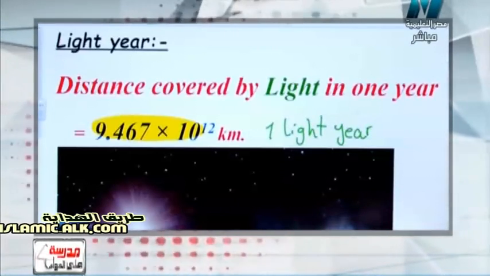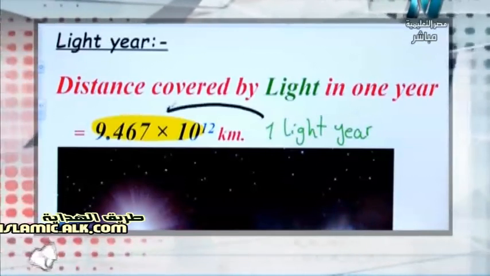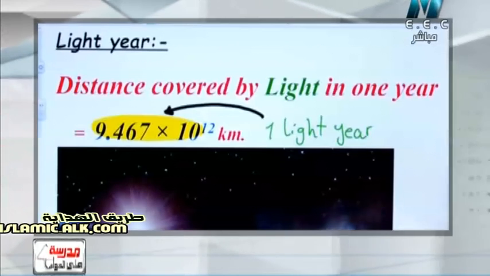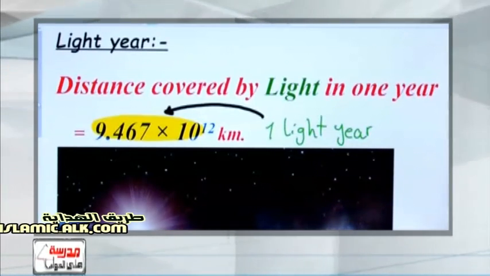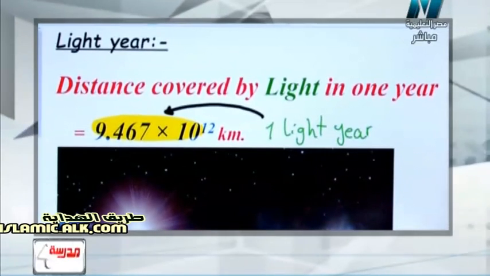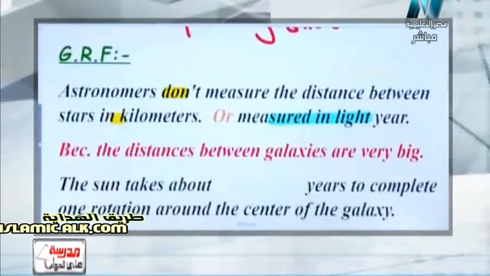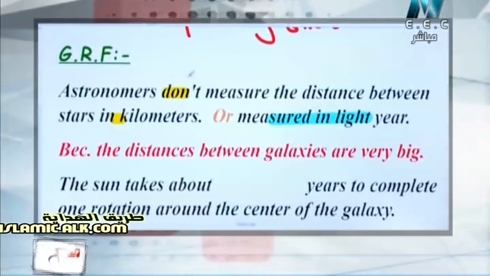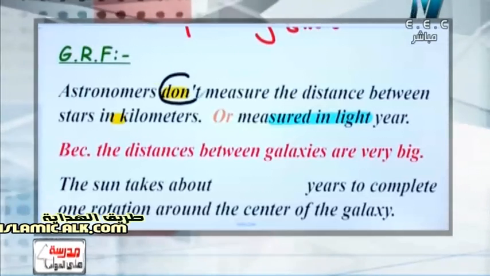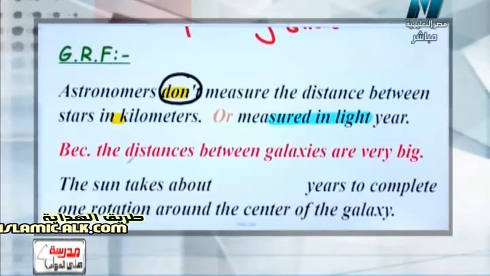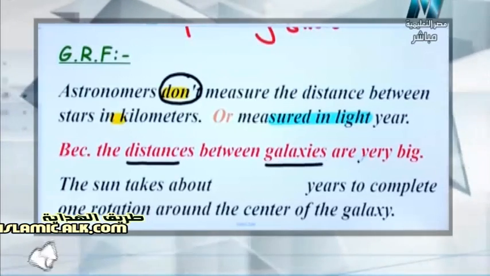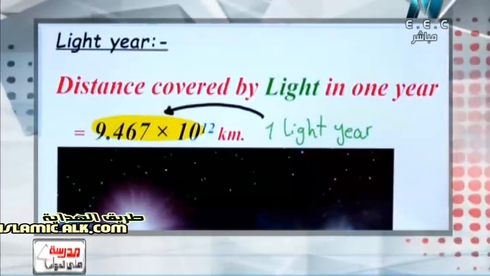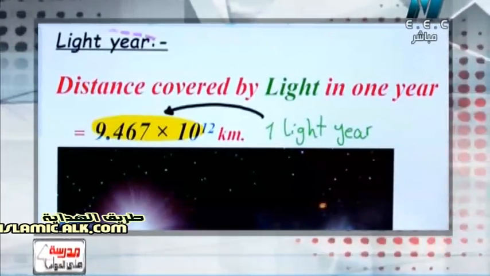So 1 light year equals? 9.467 times 10 to the power of 12 kilometer. So now we know what is meant by light year, and the reason why we use light year and why we don't measure distances in kilometer in space: because distances between galaxies are very huge. At this point we have to define what is meant by light year.